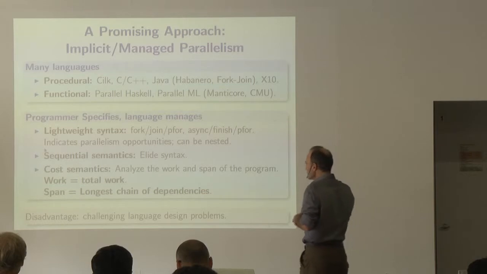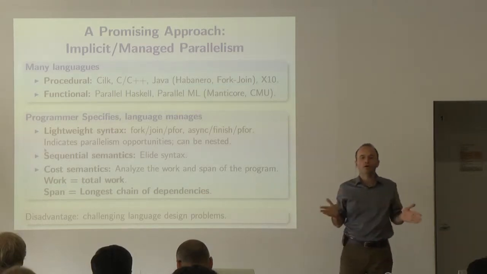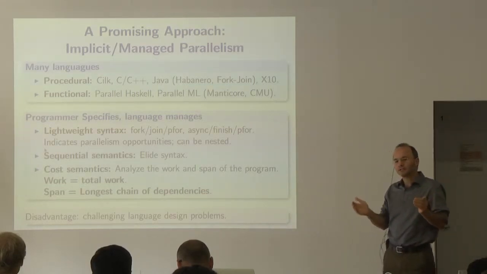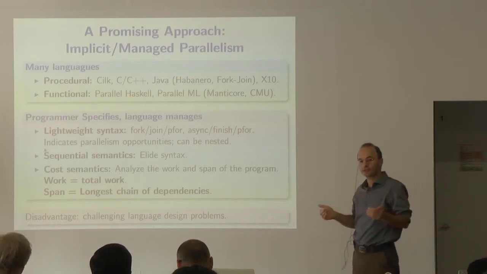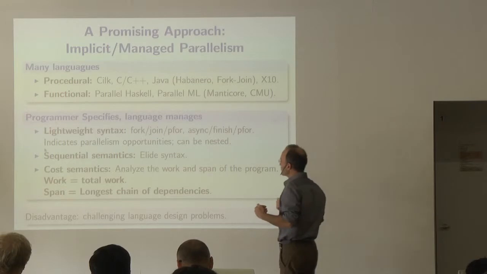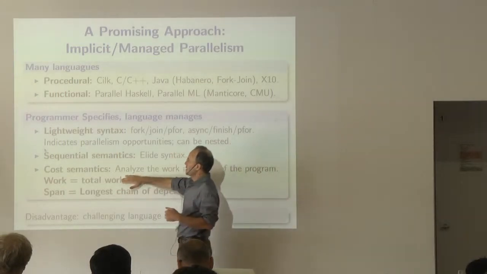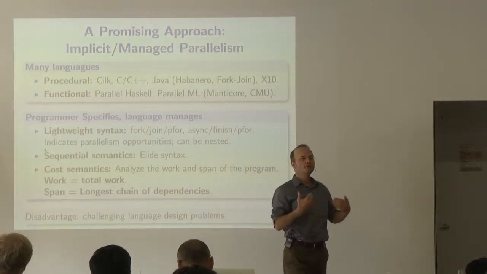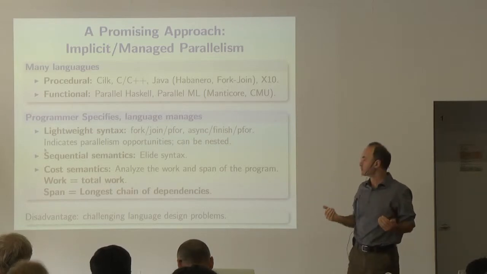Now, of course, parallelism is all about efficiency, right? If you don't get efficiency, well, you might as well just go write serial code, make your life easy. You know, what are you doing? So cost semantics allows the programmer to reason about the efficiency of the code that's written.